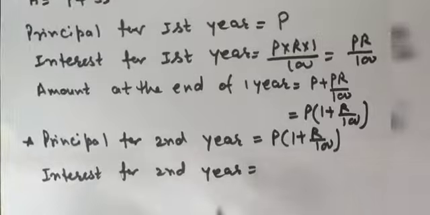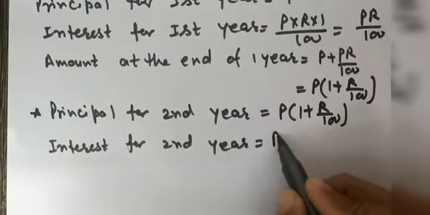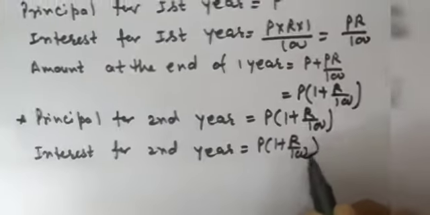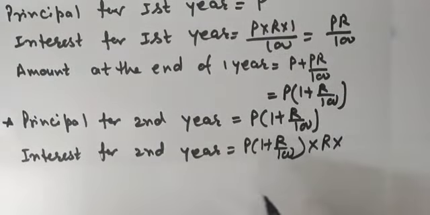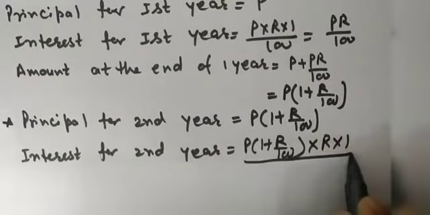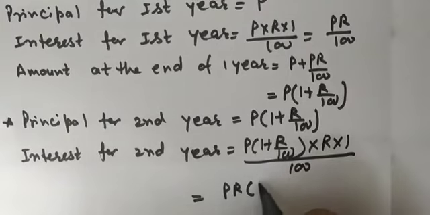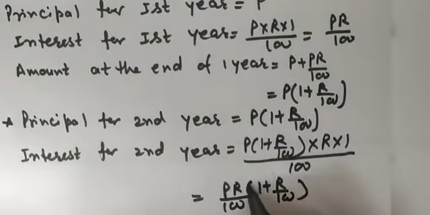Now I'll calculate interest for the second year on this principal. It will be P into 1 plus R upon 100, into R, and time is again 1 year, so I'll divide it by 100. It will become PR upon 100 into 1 plus R upon 100.